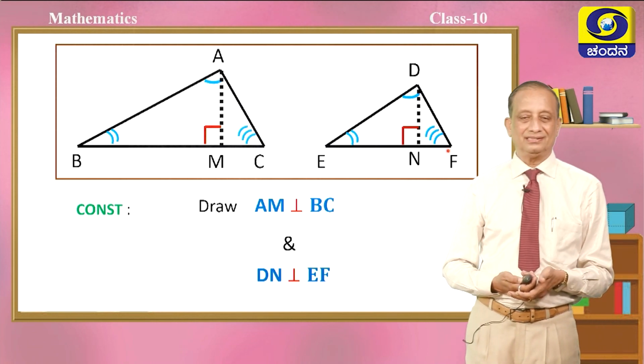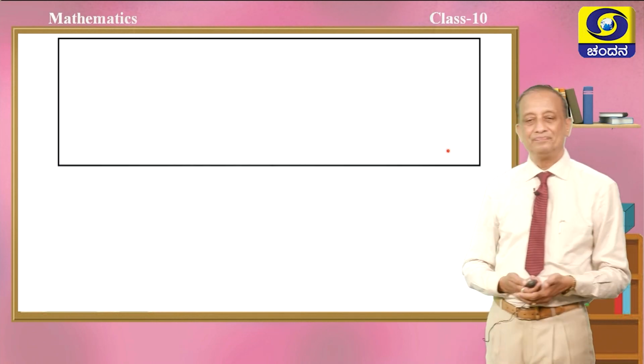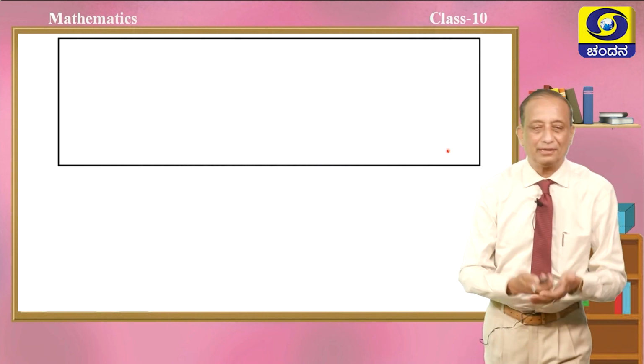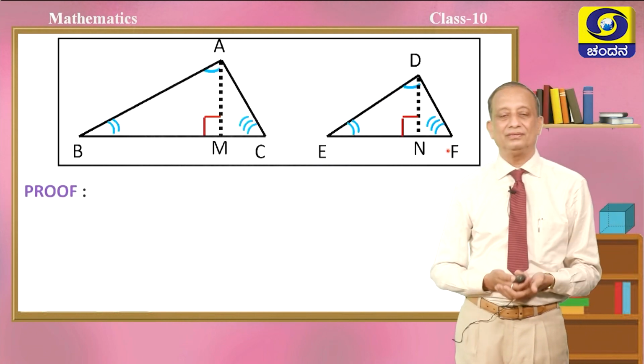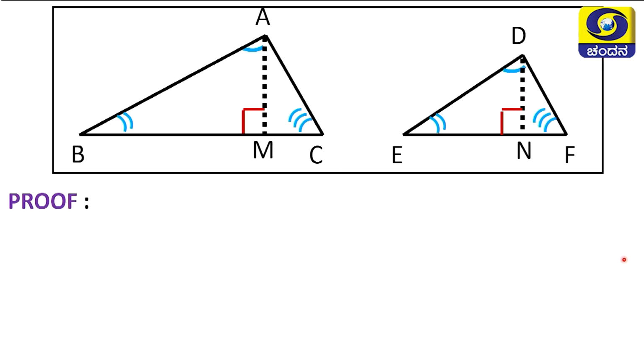Shall we start, children, to prove? Okay. How to prove this, children? Come on, observe the figure along with the construction. How to show this? Square on their corresponding sides.